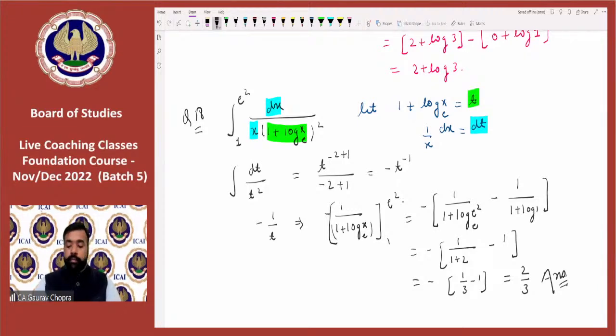So Rohan is saying minus 1 by 6. No. Bhumika is saying 2 by 3. Yes, 2 by 3 is the correct answer.